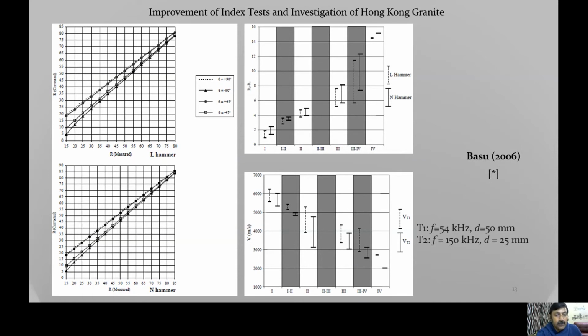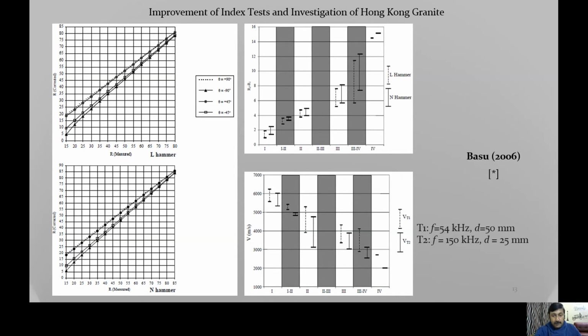So this was an improvement that was done, and subsequently, when the rebound hammer investigation was carried out on Hong Kong granite, it was found that rather than a single impact, if we go for multiple impacts, then the difference between the second and the first impact value gives a very good indication of the corresponding weathering rate. And when we compared the N hammer with reference to the L hammer, we found that the N hammer, because of its high impact energy, provides an even better indication than the L hammer to categorize the weathering rates.